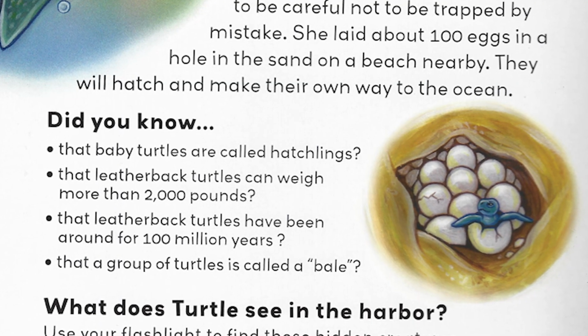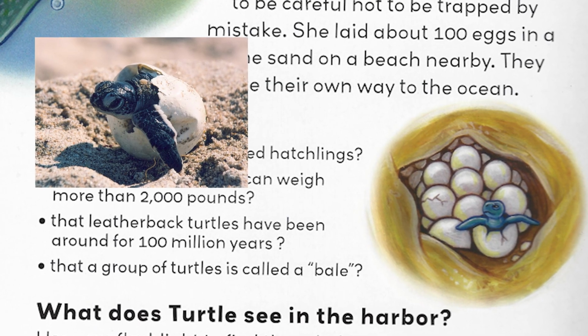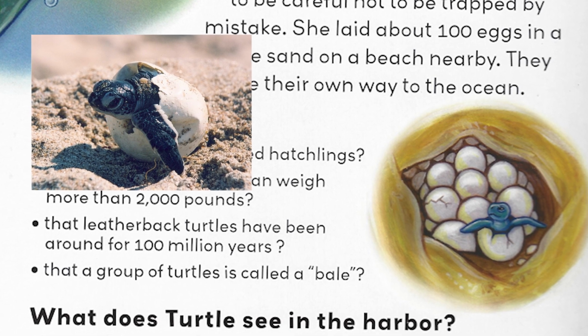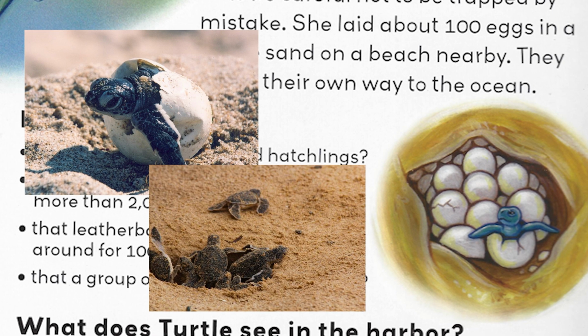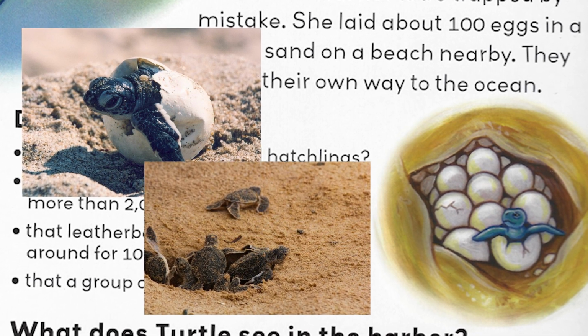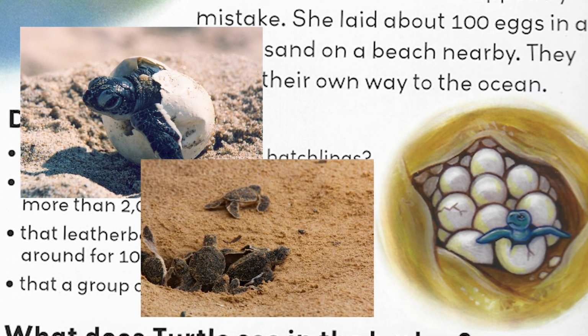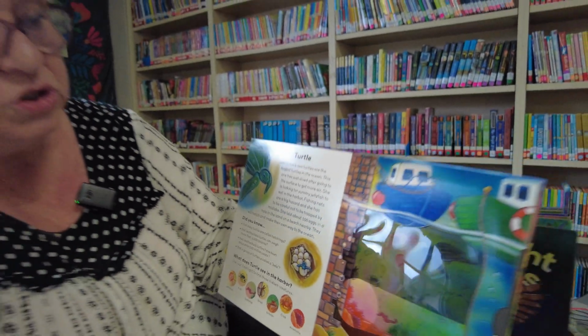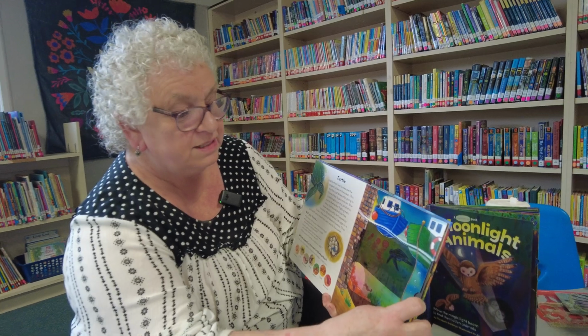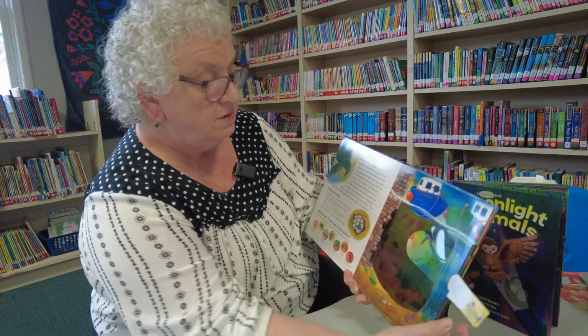She laid about 100 eggs. Oh my goodness, look, she's laid them in the sand. 100 eggs in a hole in the sand on the beach nearby. They will hatch and make their own way to the ocean. You may have seen little turtles scurrying quickly to the ocean because they don't want to be out in the sand. Somebody may eat them.